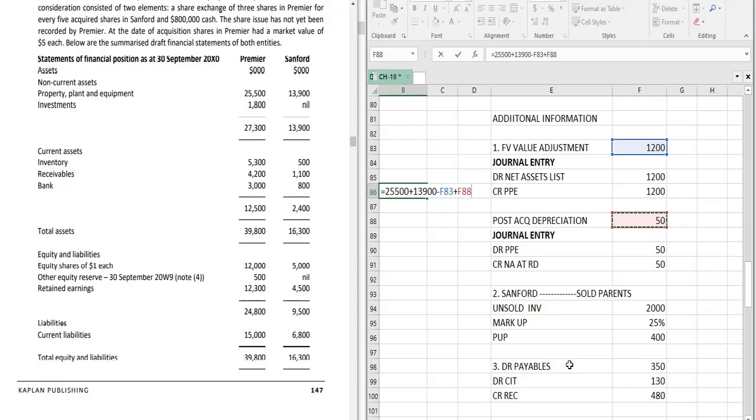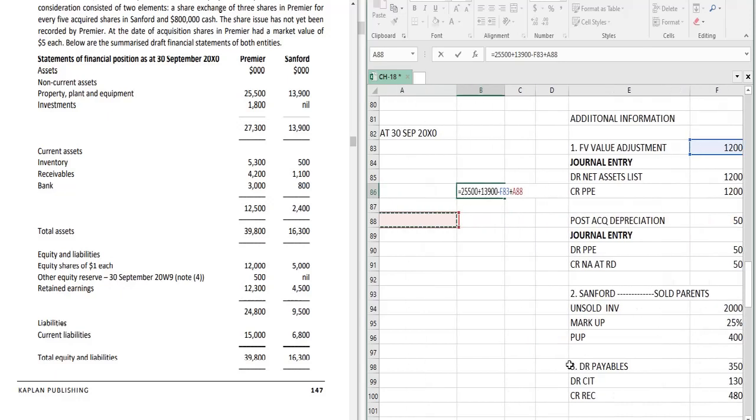If a question has told us that it is in excess of the carrying amount, we will just add the fair value adjustment and deduct the post acquisition depreciation. But here in the question it has been mentioned that it is below the carrying amount, so we will deduct the fair value adjustment amount and add back the post acquisition depreciation. Okay.